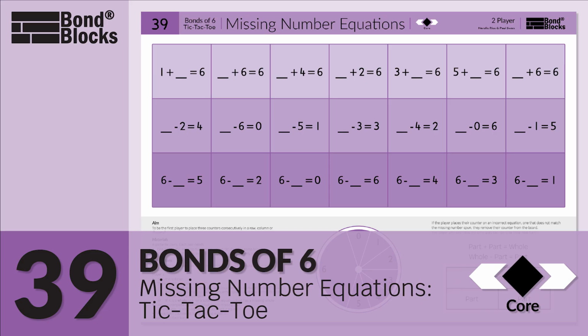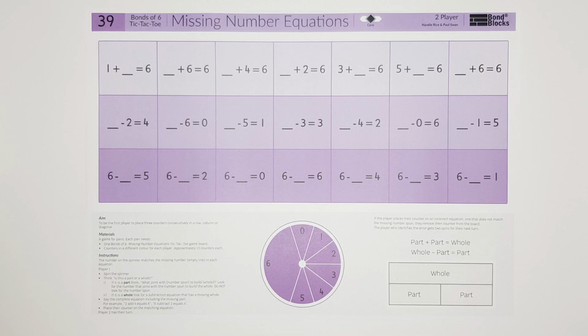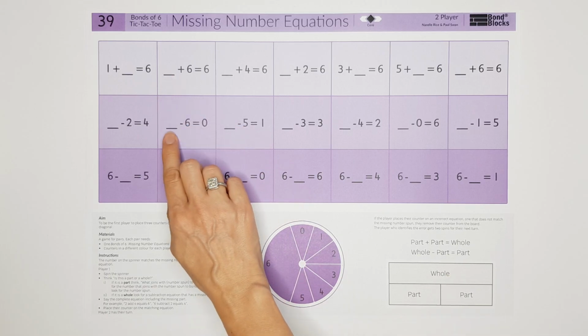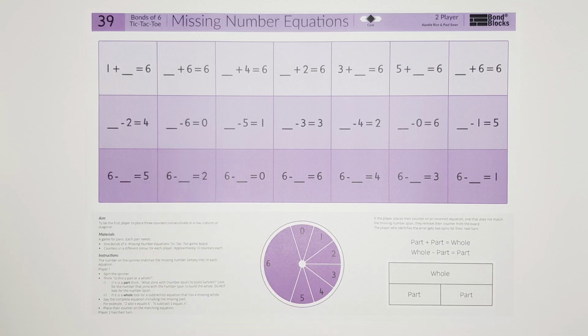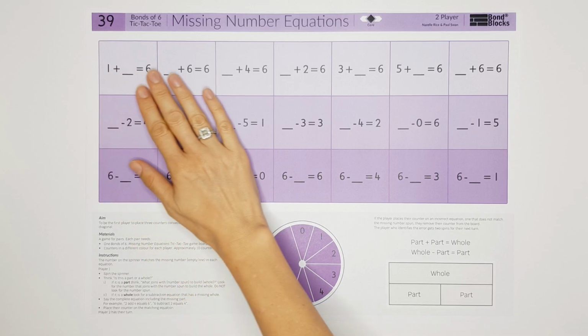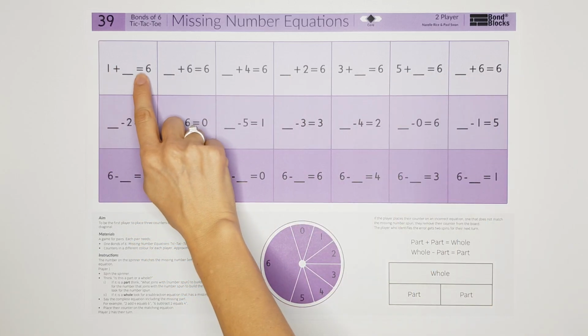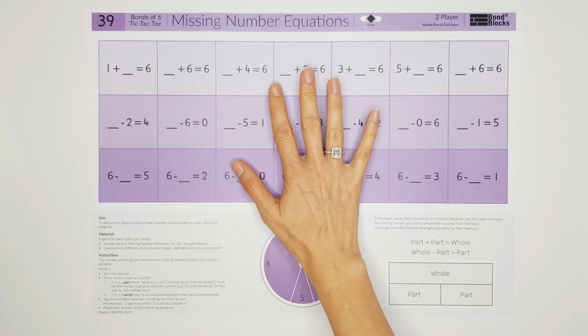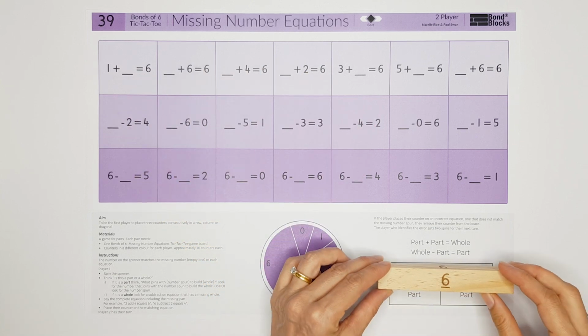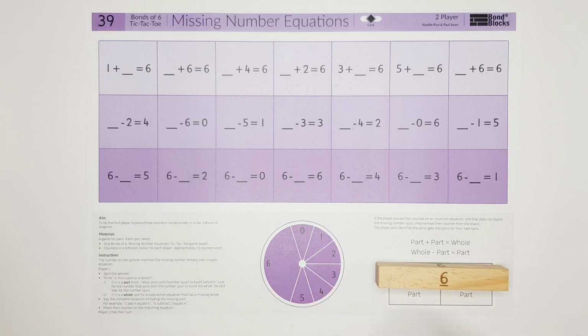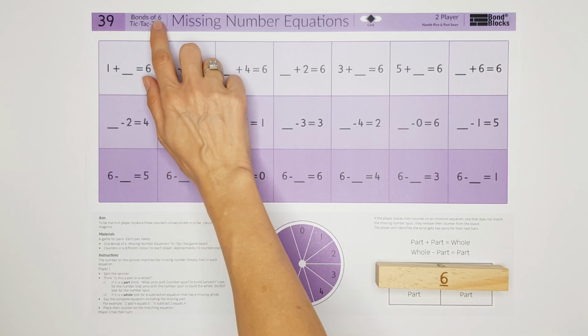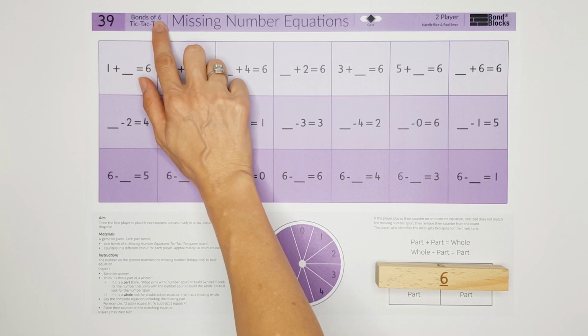Welcome to Activity 39. In this activity, we will be developing the concept of using part, whole to find an unknown part or an unknown whole in addition and subtraction equations. All of the equations, that is number sentences with equal signs, on this board all use 6 as a whole. There are other boards that are very similar that use either 7, 8 or 9 as a whole.